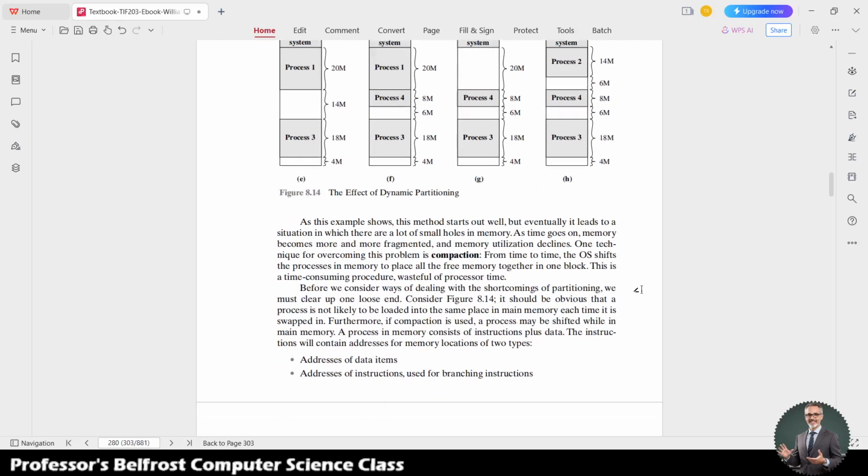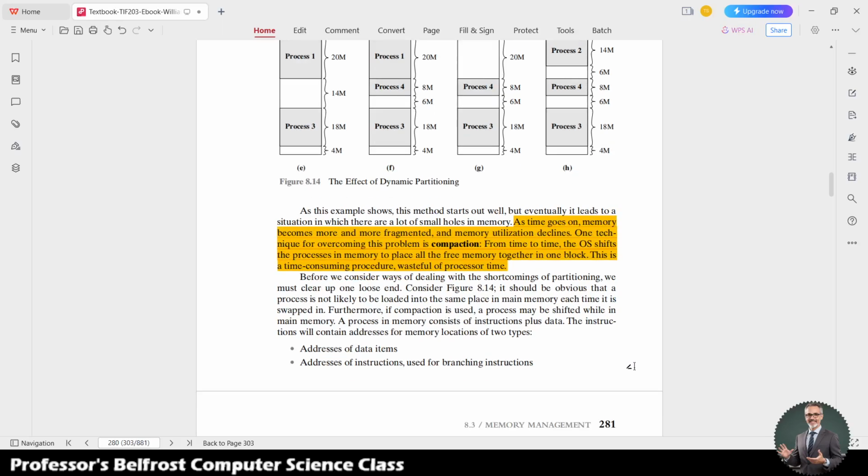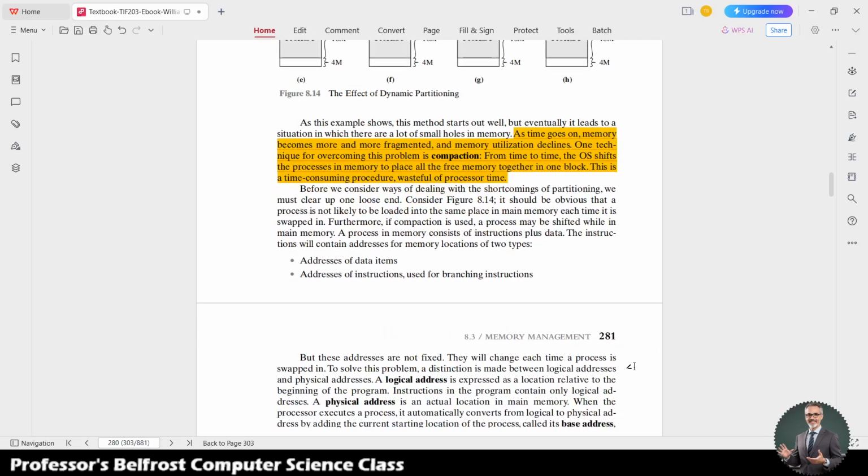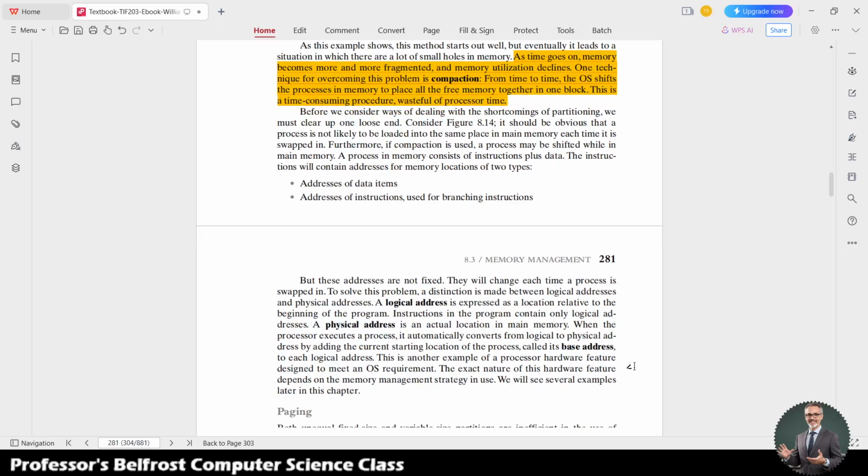Okay, as time goes on, memory becomes more and more fragmented and memory utilization declines. One technique to overcome this is compaction. With compaction, from time to time the OS will shift the processes in memory to place all the free memory together in one block to reduce the wasted space.